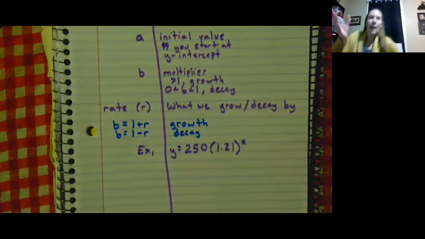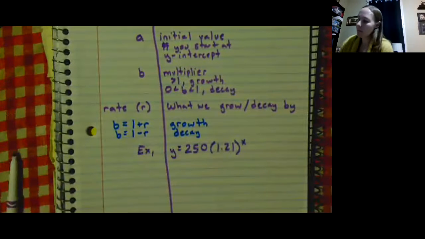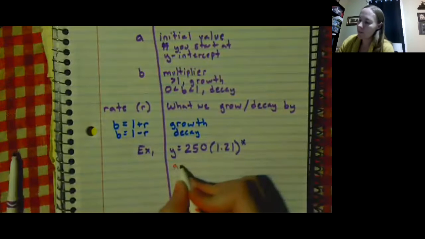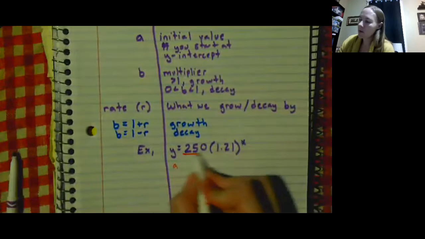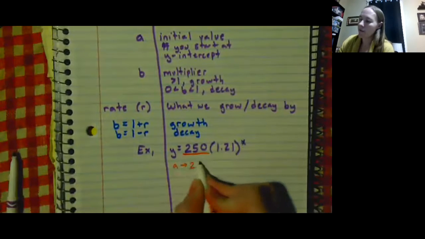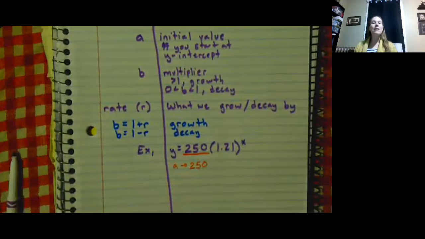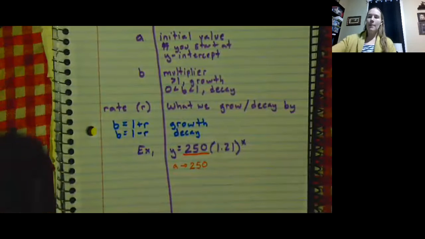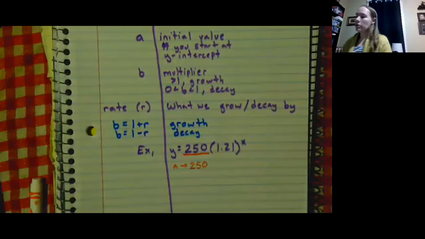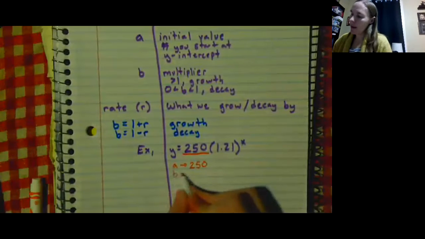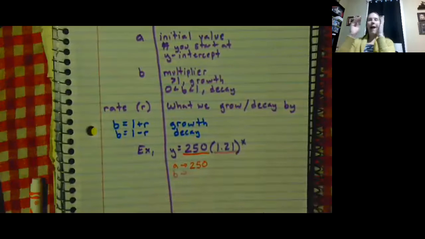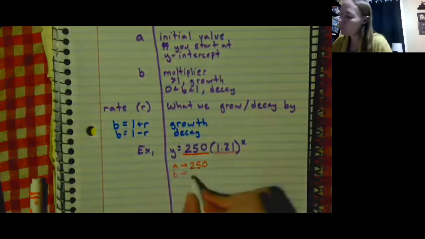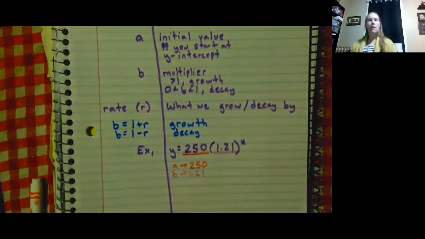So we want to start by finding out what everything is. I'm going to start by finding my a, which is my initial value, which is 250, because that is what I start with. That's the money that I put in first. Then I'm going to look for my b value, my multiplier. My b is what we have taken to the exponent, so I have 1.21 for my b.